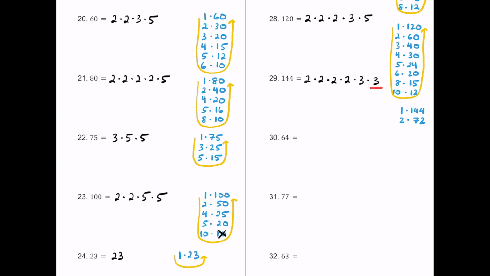I see a 3 here, so combine the rest of these. So 2 times 2 is 4, times 2 is 8, times 2 is 16, times 3 is 48. So 3 times 48 also equals 144.